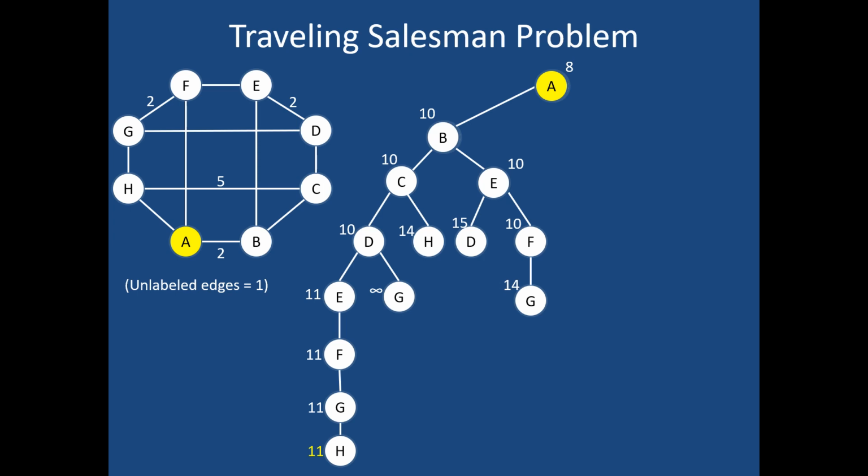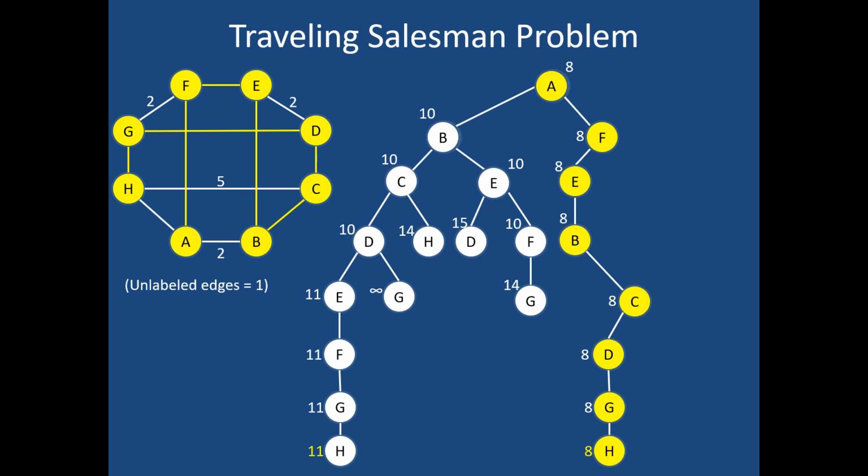So we would now consider going to F or H. And you see how it continues. I'll just show you how it grows. We're going to go to F next and find a bound of 8. All the way down, we find this bound of 8. And that becomes our better solution. So now 8 is the best we've seen so far.